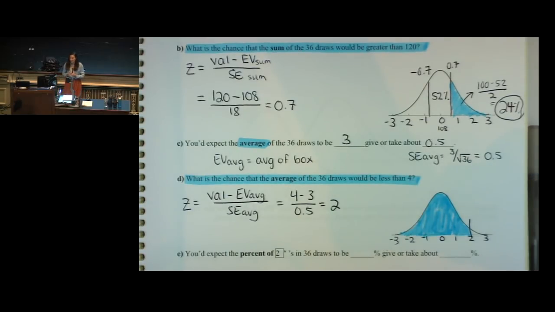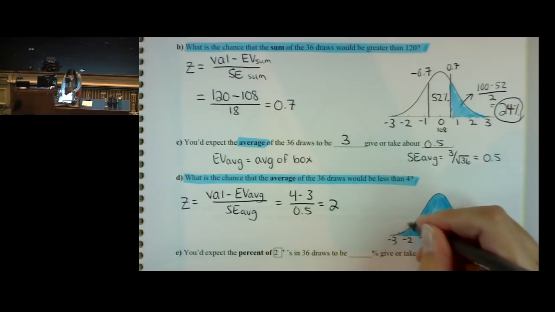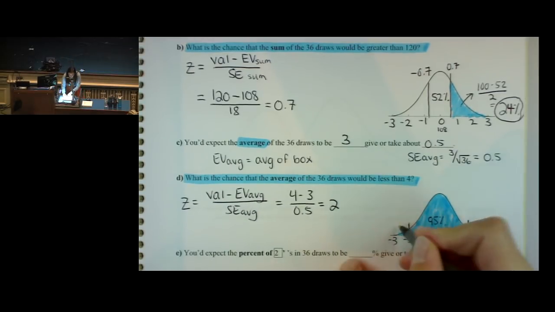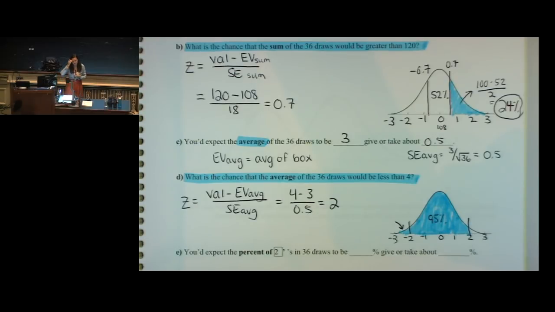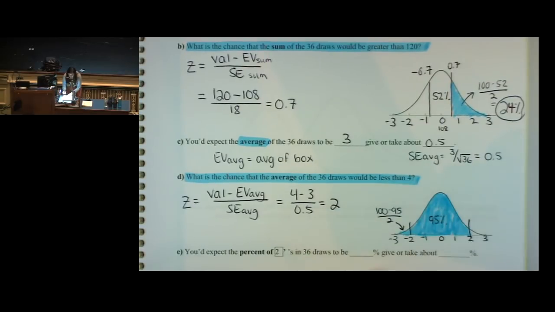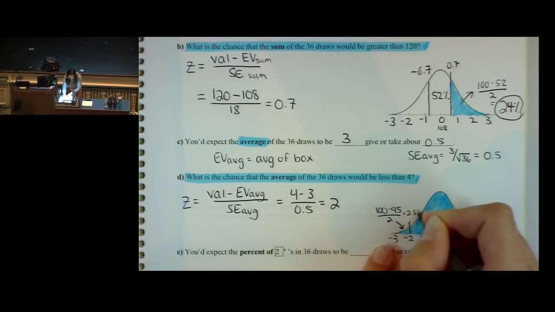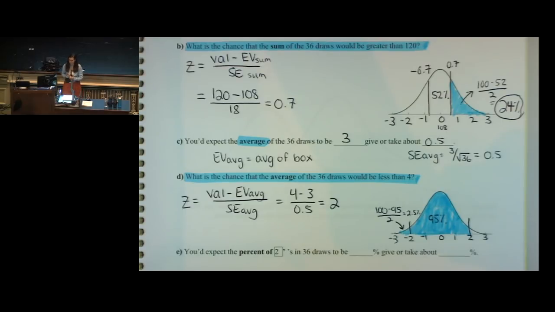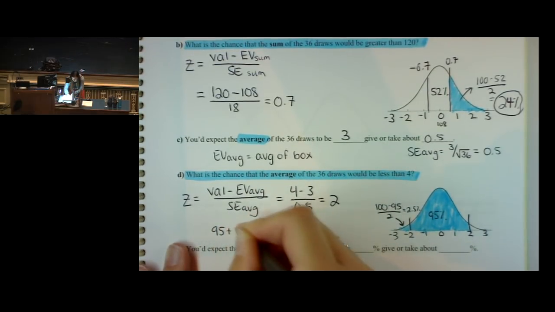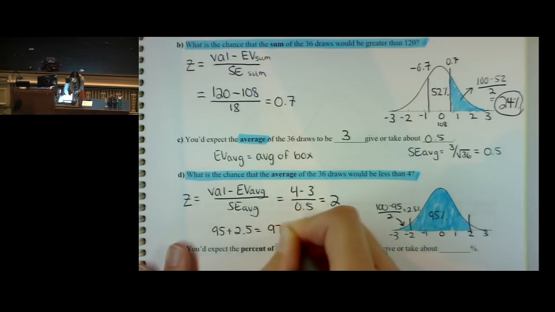Okay, and then to find that, I know for a z-score of 2 the middle area is 95%, but that's not going to be my answer because I want the middle area plus this left-hand tail. And to get the tail for 95, that is just 100 minus 95 divided by 2, so that's 2.5%. So 95, then my final answer, what's the chance the average is less than 4? 95 plus 2.5. So that is 97.5%.